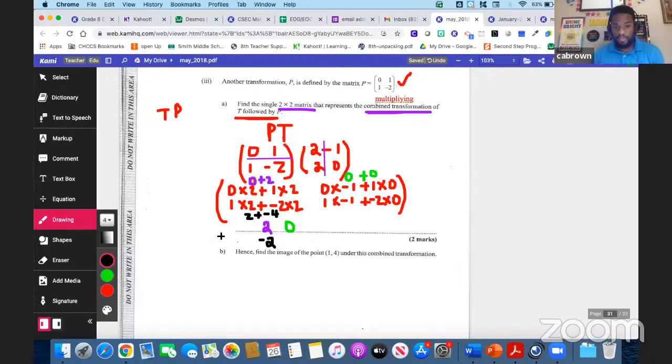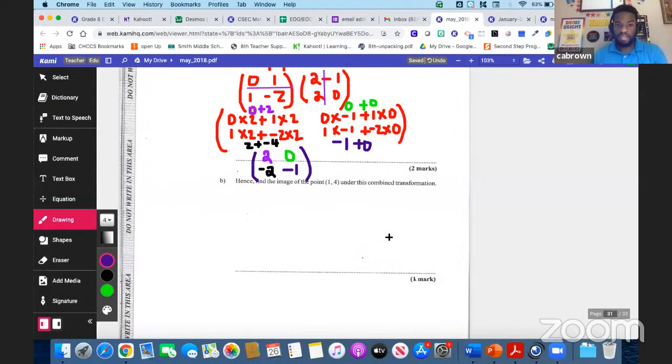And for the final part, let's use purple. 1 times -1 is -1, plus 0. I tried to use color so that you can make the connection. All I did was simplify 0 times 2, 0 plus 1 times 2, which is 2. That's my first element. This is all 0, so that goes right here. So that's my 2 by 2 matrix.